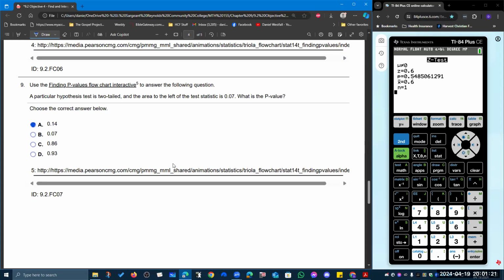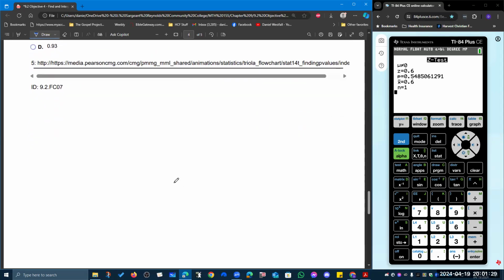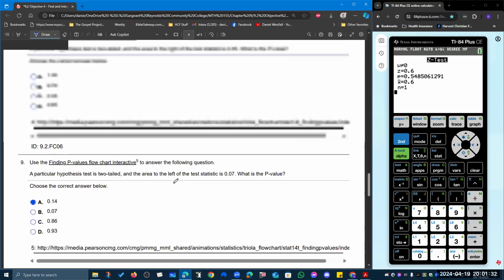The calculator does this already for us, so we don't need to double anything that's on the calculator. It takes care of the doubling when it reports the p-value to us. So that's what's nice about the calculator.